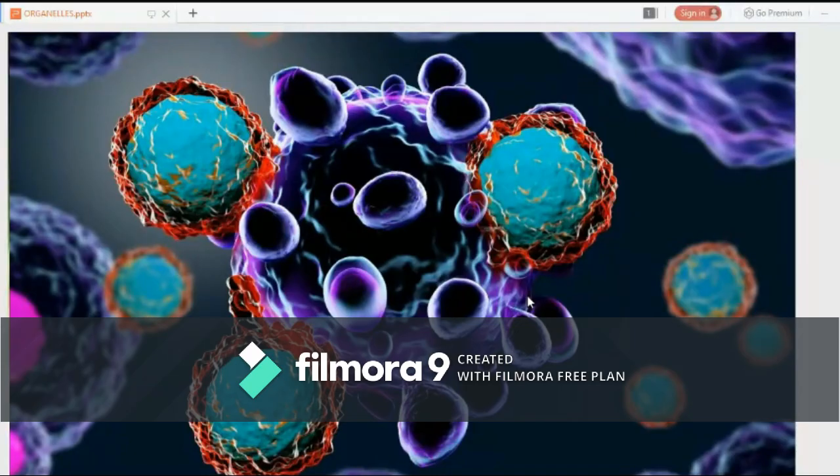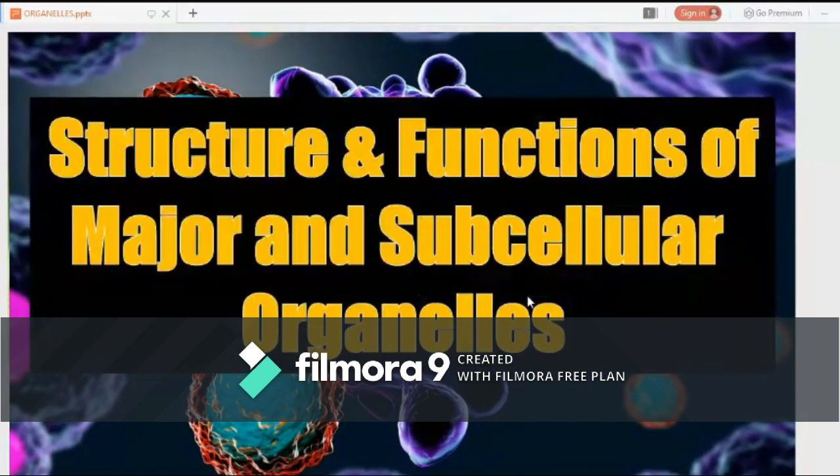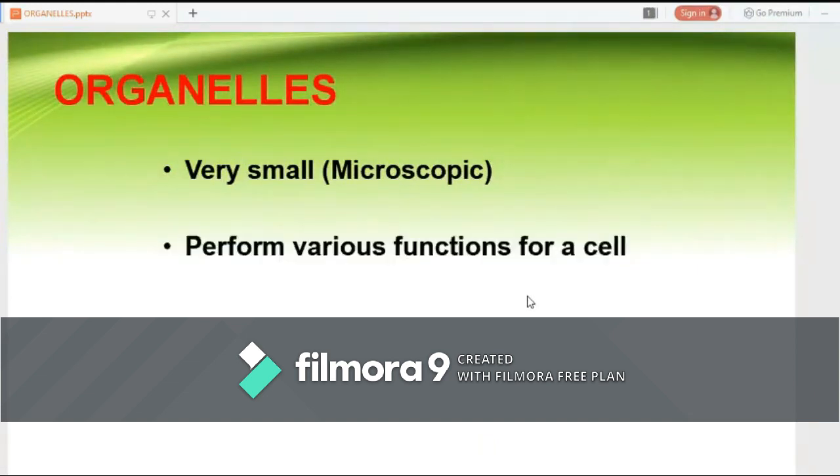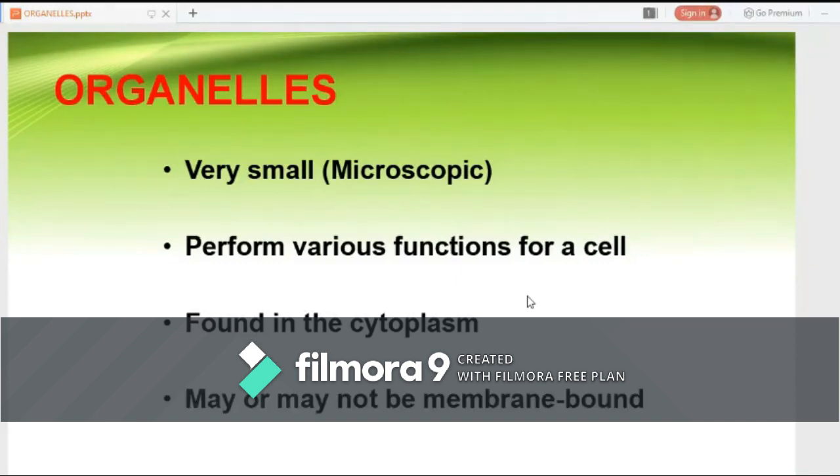The following presentation will be all about the structure and functions of subcellular components, the organelles. Organelles, or the little organs of the cell, are very small, yet perform various functions for a cell. Mostly they are found in the cytoplasm and may or may not be membrane bound.